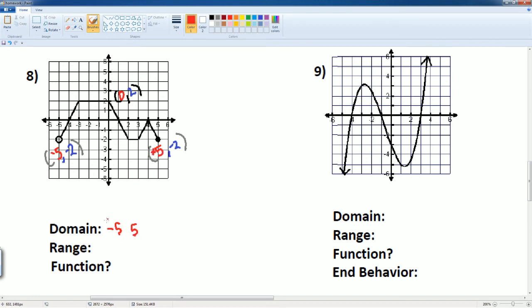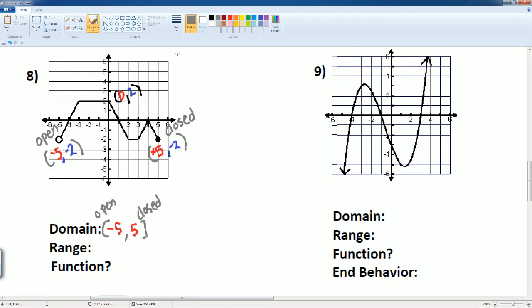The question is if it's a bracket or parentheses. Notice that this is open at this point because you see how it's not filled in? Here the point is filled in, so it's closed. When it is open, we use the parentheses because it does not touch that -5. Here at the 5, it's closed, so we put the bracket symbol there.